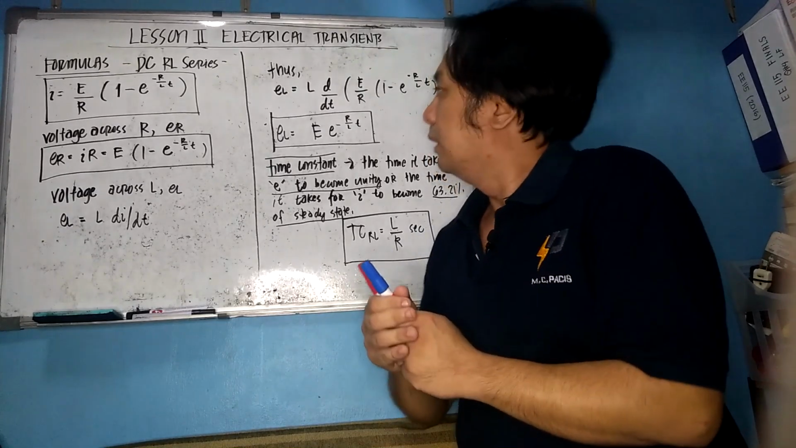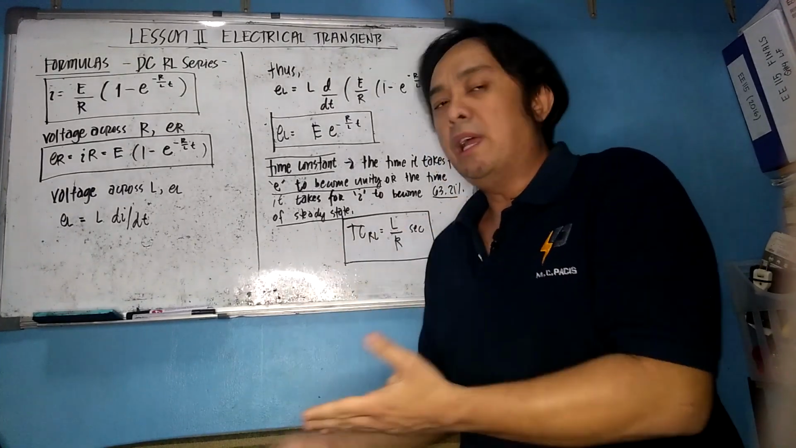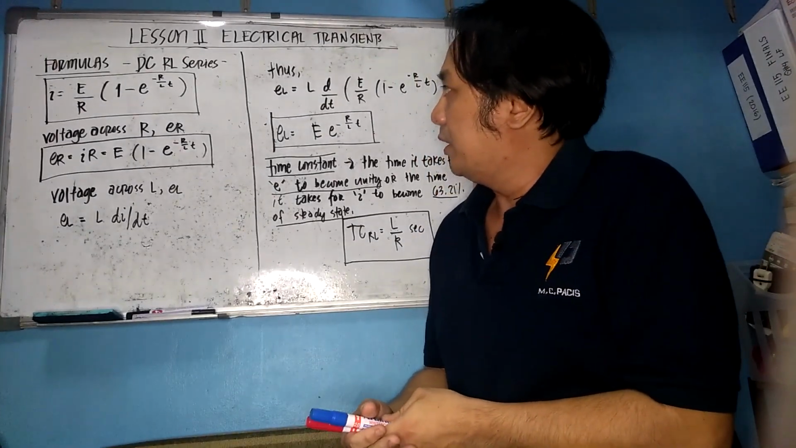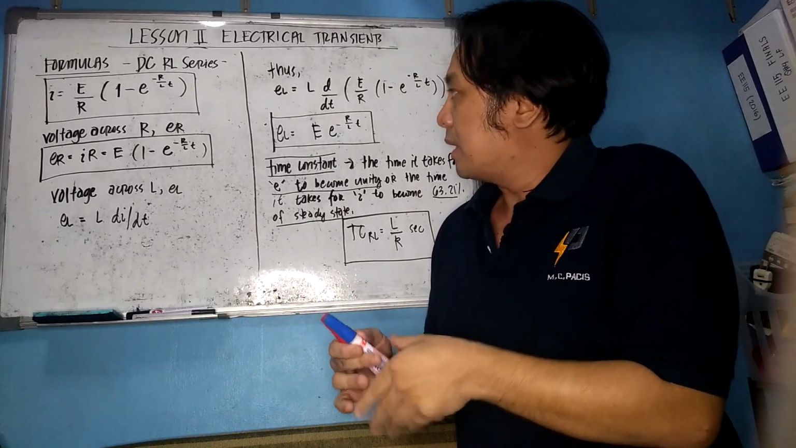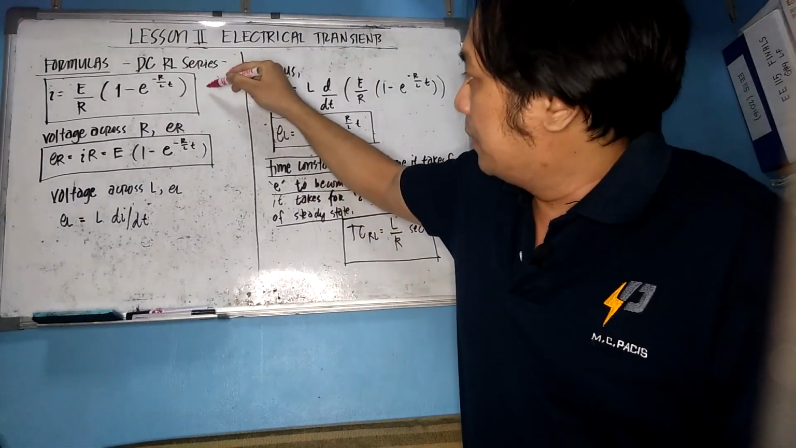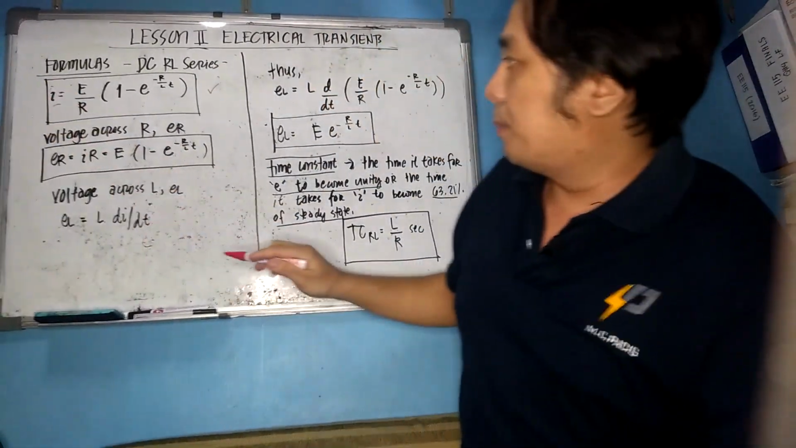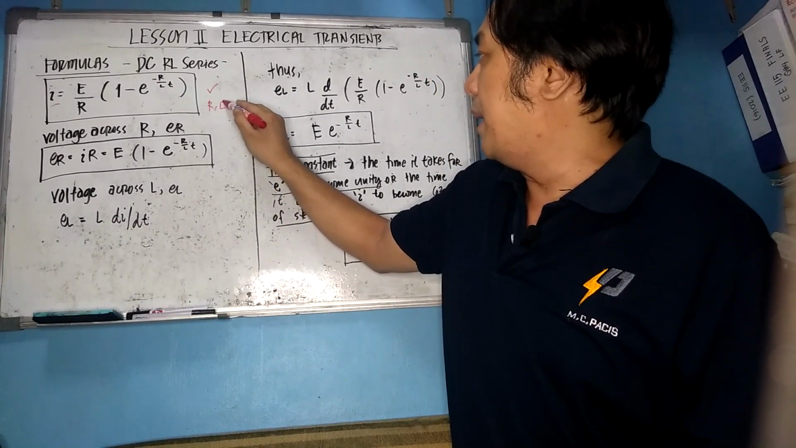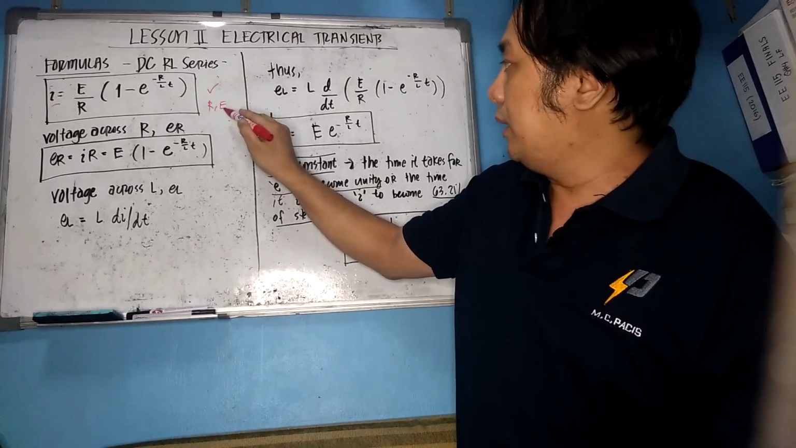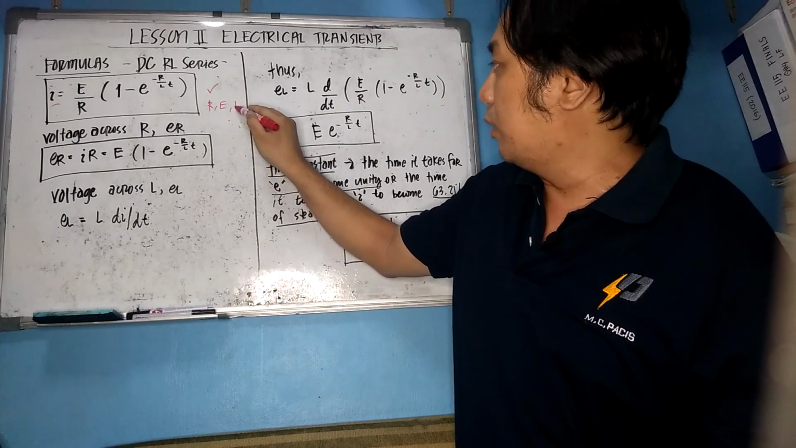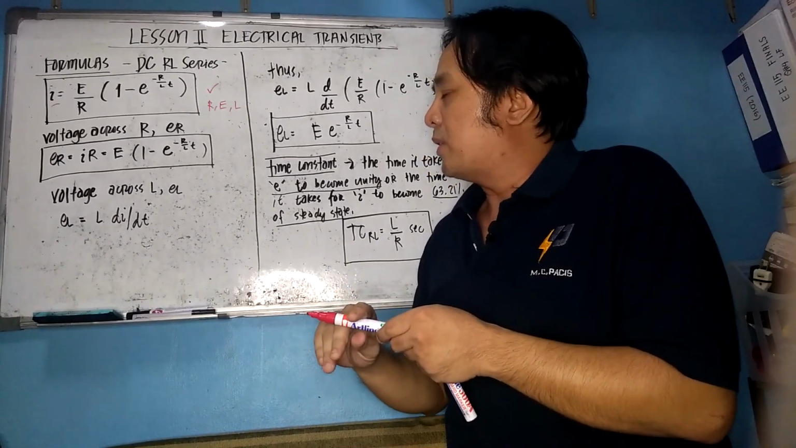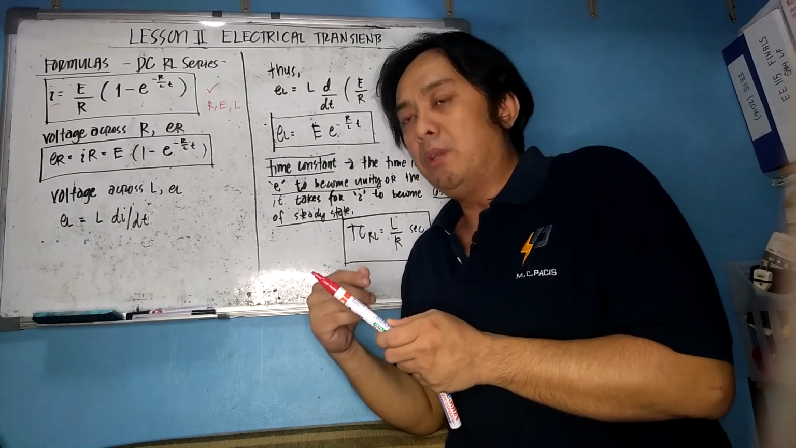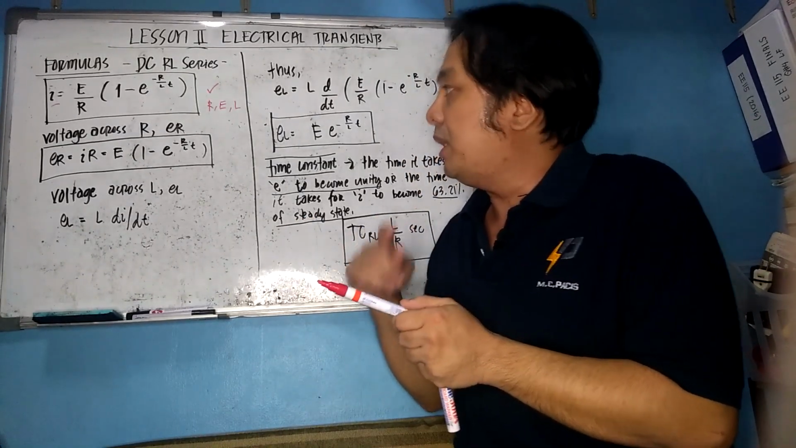Okay, good day to all of you. Now we will finalize the important formulas for DC RL transient series circuit. What we have discussed from the last slide, we derive the transient current, which is based on constants. So the constants here are your resistance, your total battery voltage or your input voltage at DC, and your inductor L. So we will establish this transient current as equal to E all over R multiplied by 1 minus E raised to negative R all over L times T.